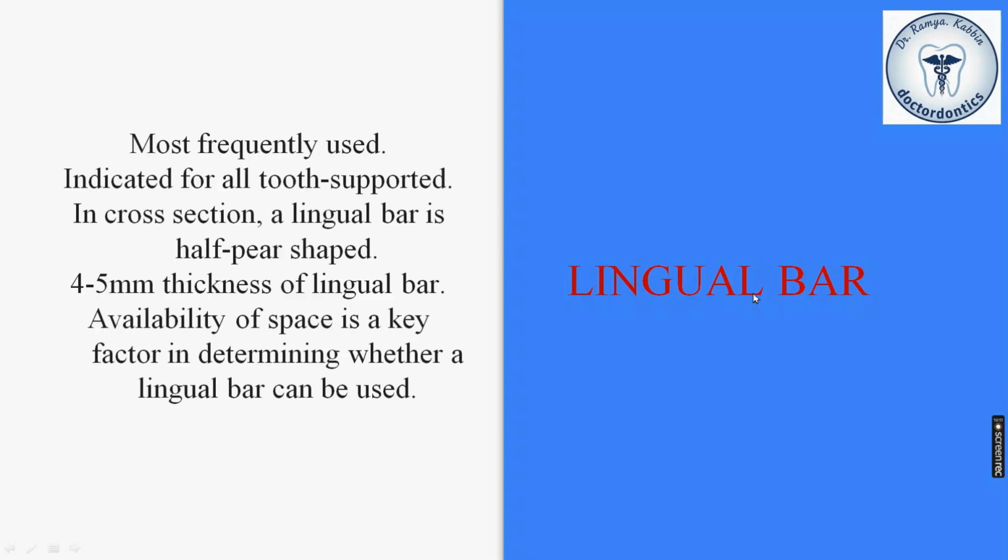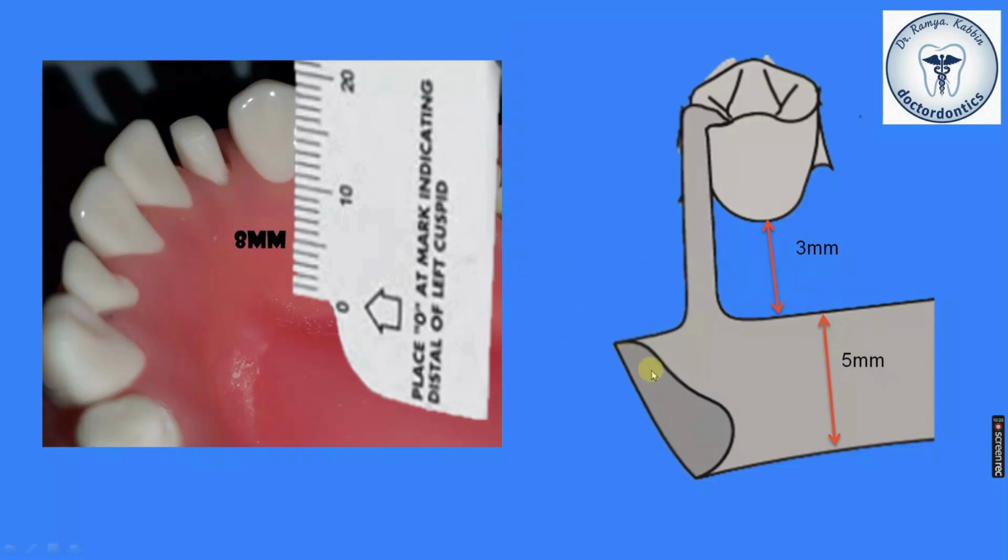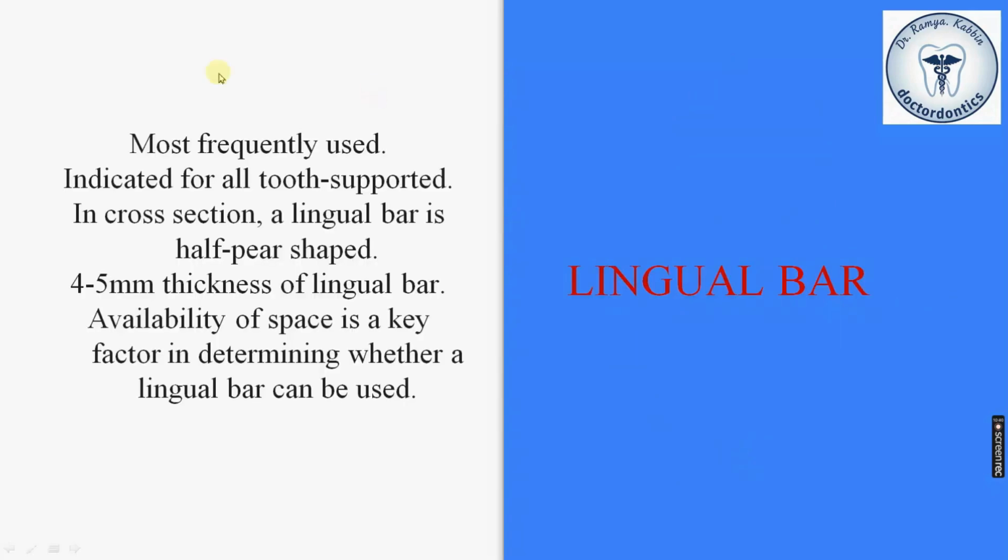So it is indicated for all tooth supported. If there is one teeth missing and anterior and posterior teeth are present, then you can go for the lingual bar. So it is half pear shaped in a cross section. In this you can see it is half pear shaped. This larger portion comes at the bottom, that is towards the floor of the mouth. So its thickness is about 4 to 5 mm.